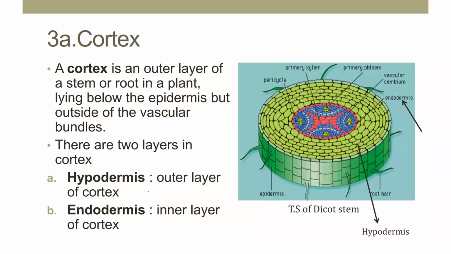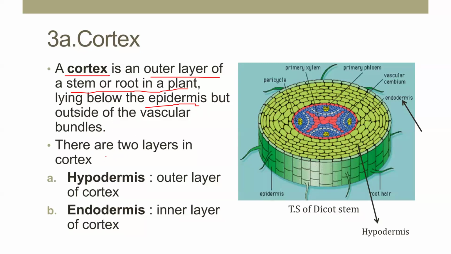The cortex is the outer layer of the stem or root. Generally the epidermis is followed by the cortex. So the outer layer, the epidermis, is followed by the cortex, lying below the epidermis but outside of the vascular bundles. The cortex is an outer layer of the stem or root in a plant lying below the epidermis, but outside of the vascular bundles.